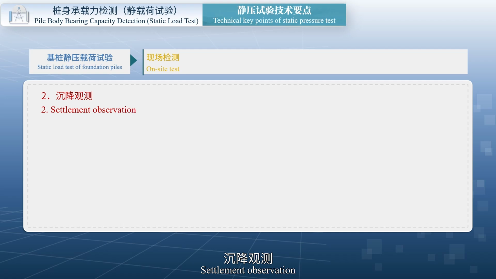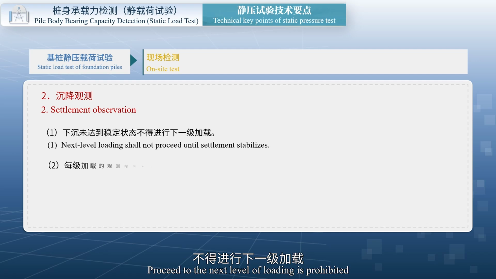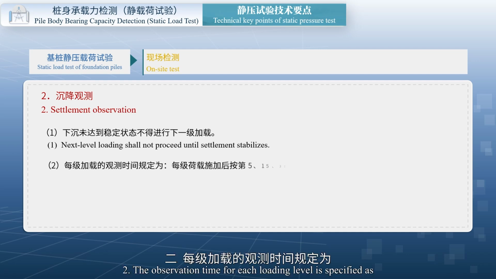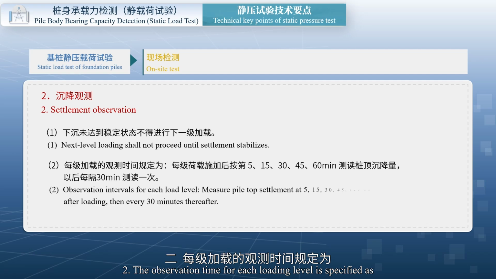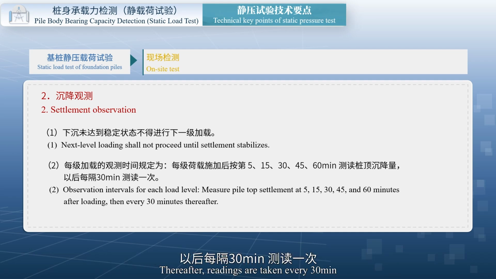Settlement observation. First, if settlement has not stabilized, proceeding to the next level of loading is prohibited. Second, the observation time for each loading level is specified as: measure pile top settlement at 5, 15, 30, 45, and 60 minutes after loading. Thereafter, readings are taken every 30 minutes.